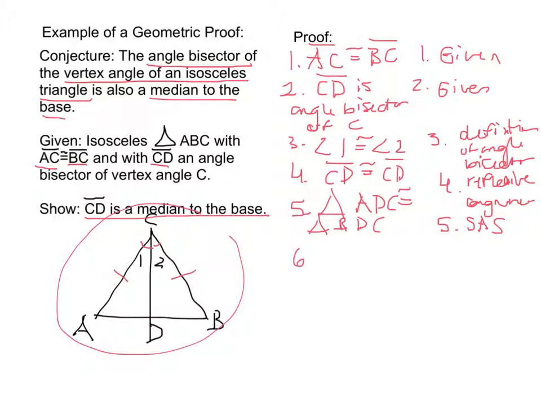And then we can go on to say that segment AD is going to be congruent to segment BD by the definition of congruent triangles. And also CPCTC, that corresponding parts of congruent triangles are congruent. So that's what you really want to focus on here.